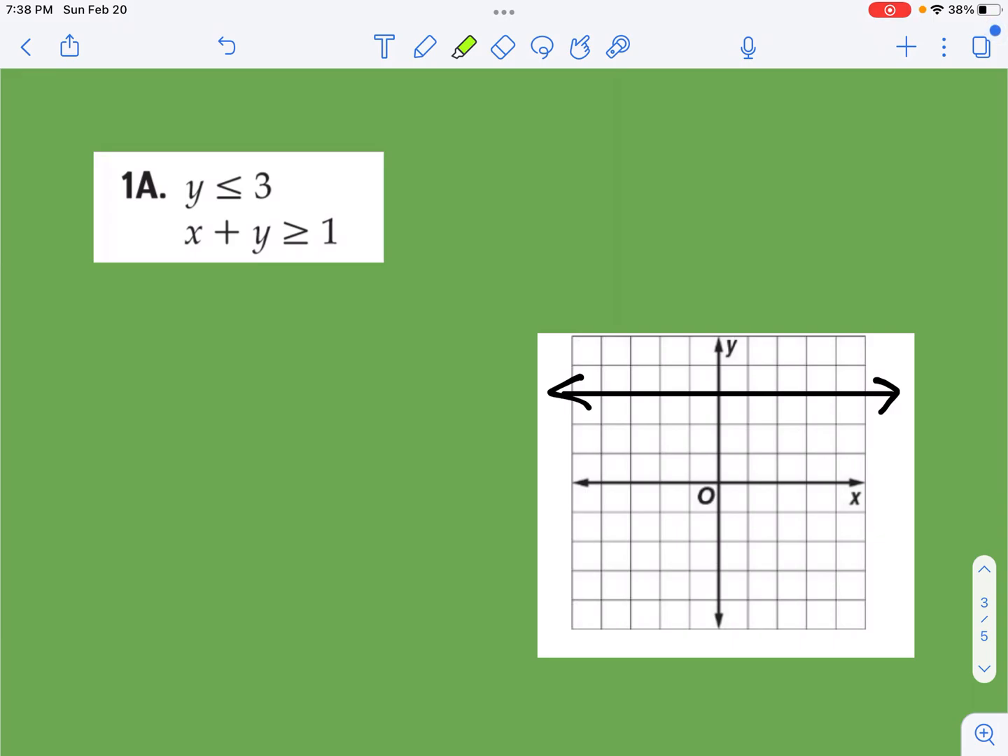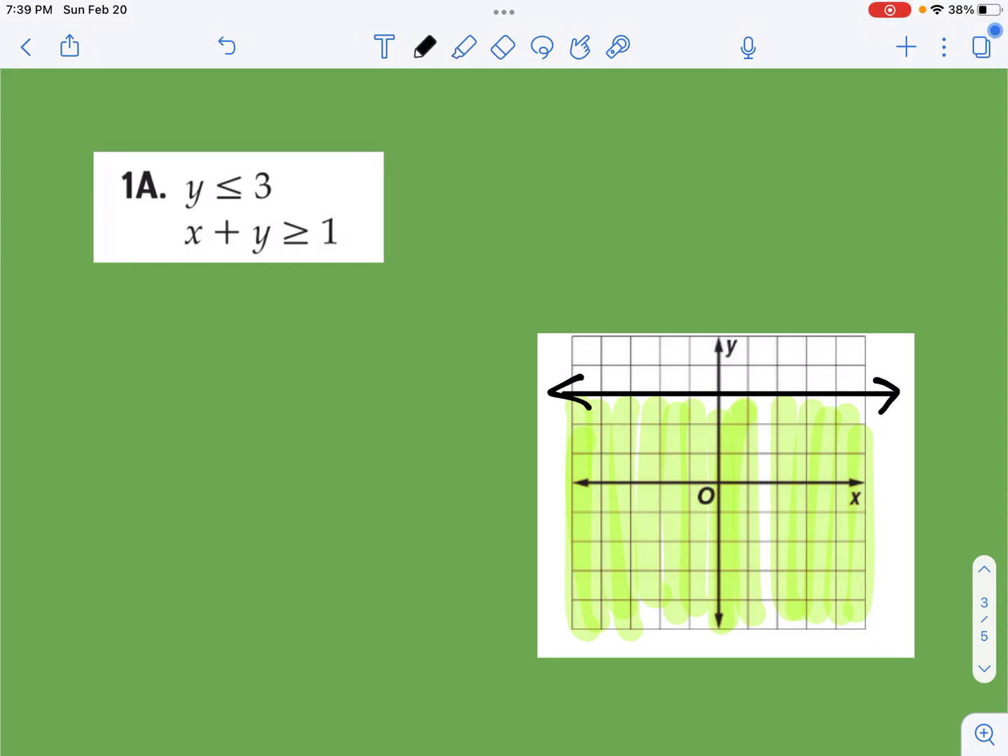Just read it. It says y is less than or equal to 3. Well, that means any of these other y values lower here are good. And it doesn't matter what the x value is. So we've got all this right here is what we've got for this one.